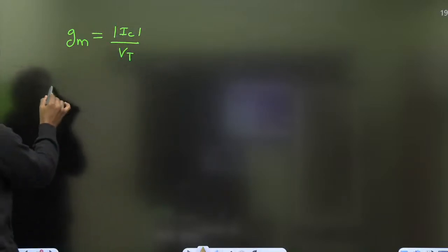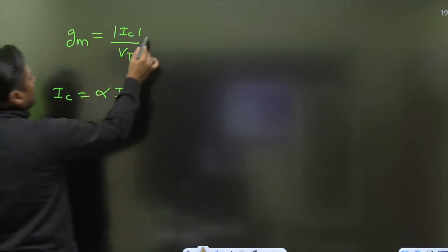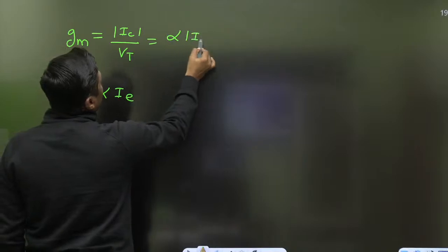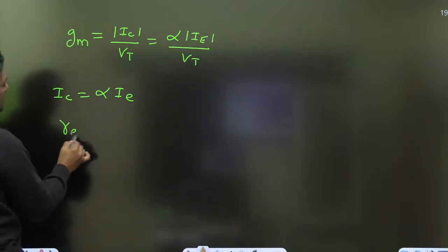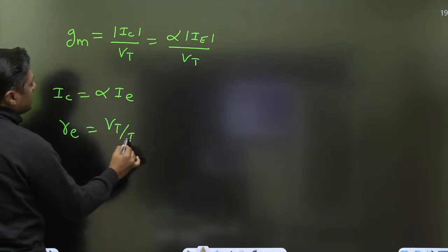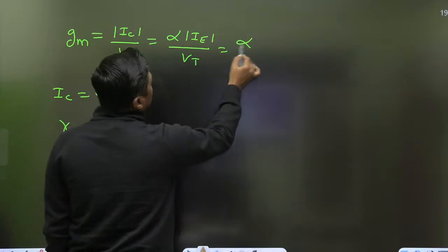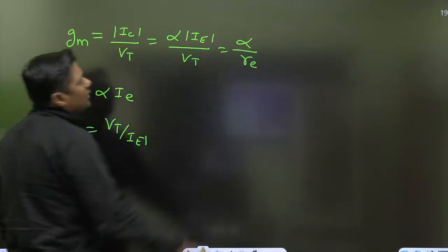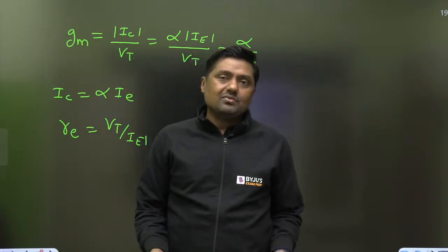Right. What is the IC? IC is equal to alpha I. So I can write alpha times I upon VT. What is the small RE? Small RE is VT by I. So we will get the relation for GM, that is nothing but alpha by RE. Alpha by RE, that is the GM.